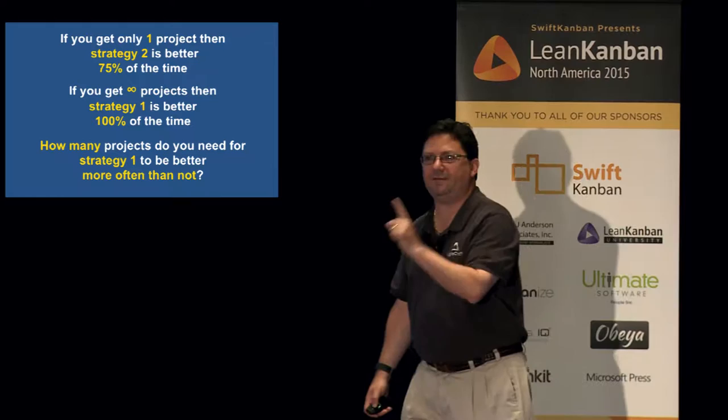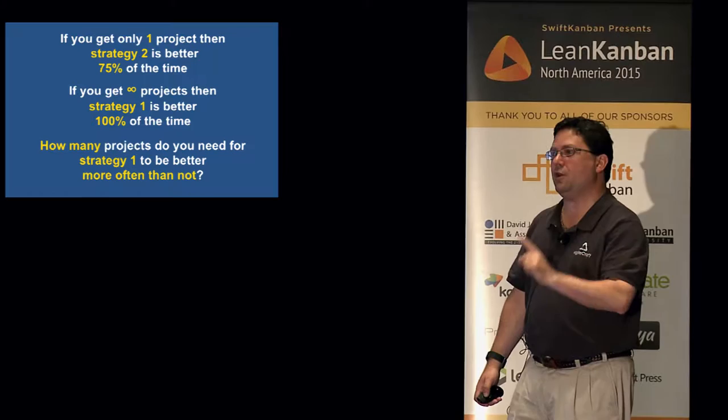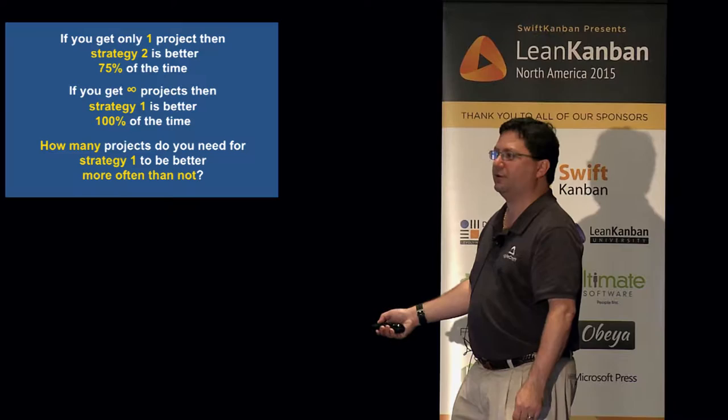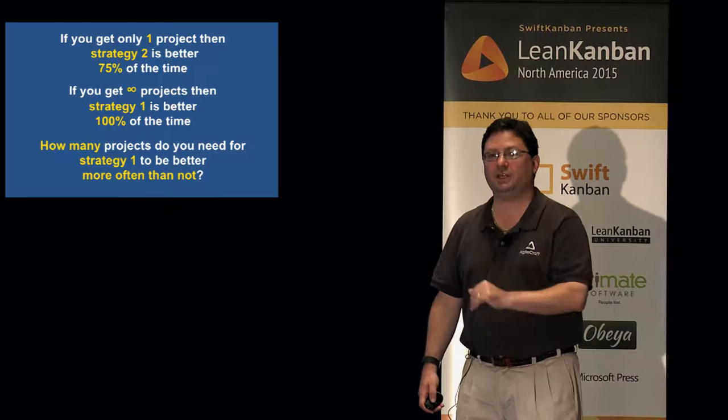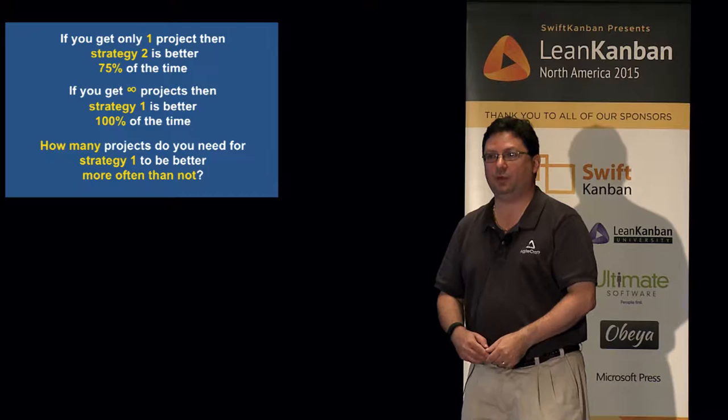But we now know that if you have an infinite number of projects, 2.25 is greater than 1.75. Just the roll of the dice, the way probability works out, this strategy will net you more money in the end if you have an infinite number of projects. Now, the question is, where's the trade-off point between those? Where is the dividing line between when you should invest?